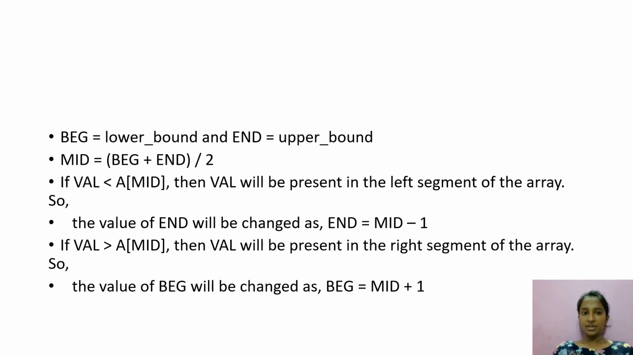Mid is equal to (begin plus end) divided by 2. If value is less than A[mid], then the value will be present in the left segment of the array. So the value of end will be changed as end is equal to mid minus 1. If value is greater than A[mid], then the value will be present in the right segment of the array. So the value of begin will be changed as begin is equal to mid plus 1.